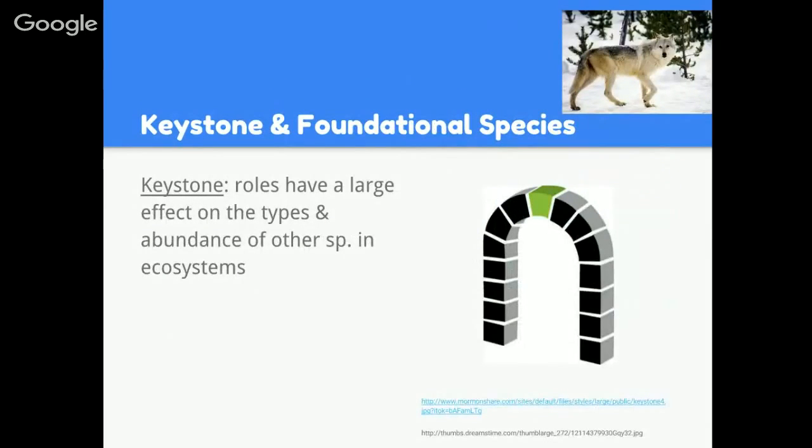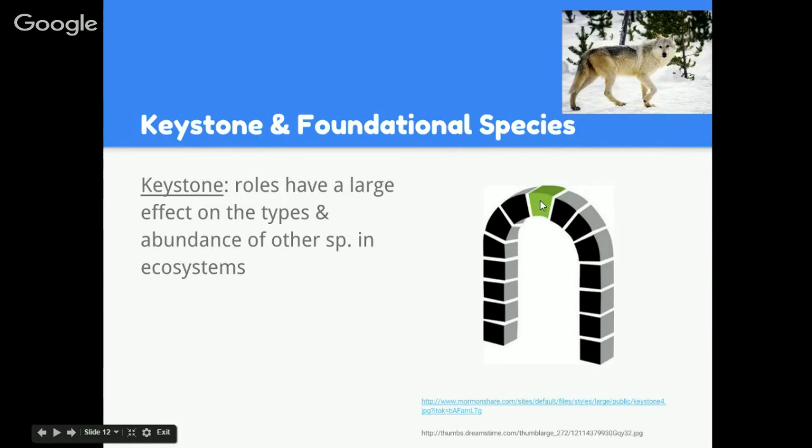So let me talk about keystone species very quickly. Now we have foundational species, which are species that are important and benefit other species within an ecosystem. Keystone species, though, is in reference to an arch. We have our keystone here at the top of our arch. Without that keystone, if you remove it, the entire arch would crumble. It would fail to be supported.